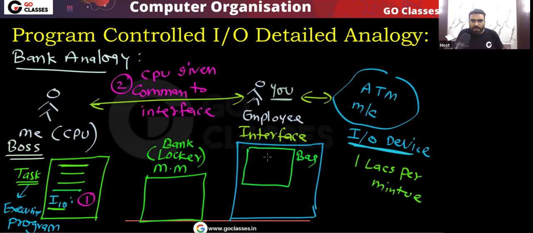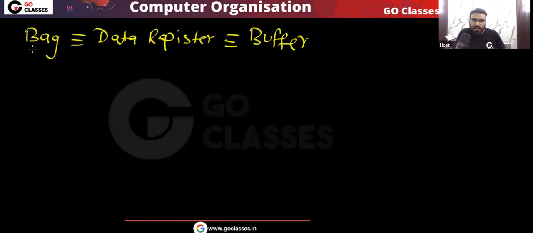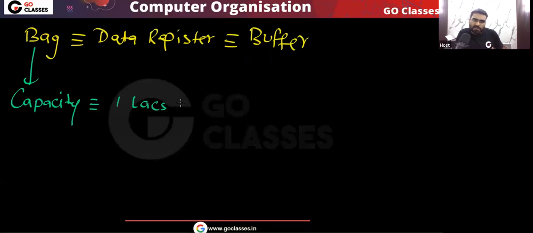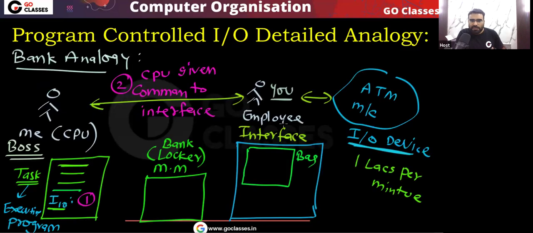Now what will happen? Let's assume the capacity is 1 lakh rupees, because the ATM machine will give you 1 lakh rupees per minute. Let's assume the bag capacity, meaning the buffer capacity, the data register capacity, is 1 lakh rupees. So you can easily see that this employee, this interface, will collect data from the IO device. This IO device will give the data to the interface.